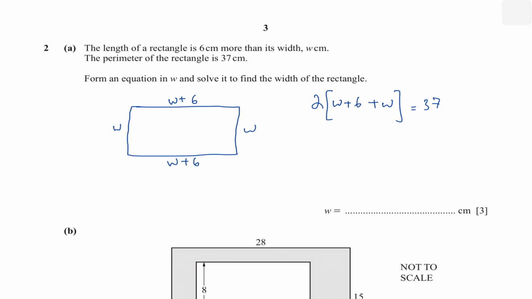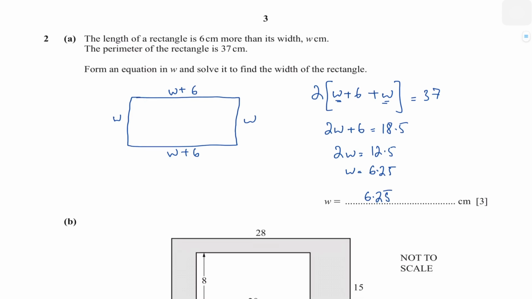So let's work this out. W and W give us 2W plus 6. Now let's divide 37 by 2, so that's 18.5. Now let's solve for W. So 2W is equal to 12.5, and W is equal to 6.25. So 6.25 is our final answer. Let's just make sure that we have to find the width. Yeah, we have to find the width.